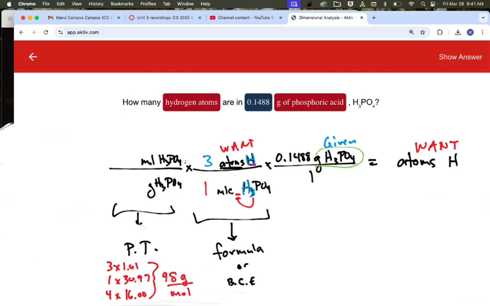Okay, that does not mean the 98 goes on top. What it means is the 98 needs to go next to the unit it appears with, which is the grams. I'm going to place my 98 here. I'm going to place my 1 mole up there. What does this do for me? My grams of phosphoric acid cancel out. That's fantastic. I've introduced yet another issue.